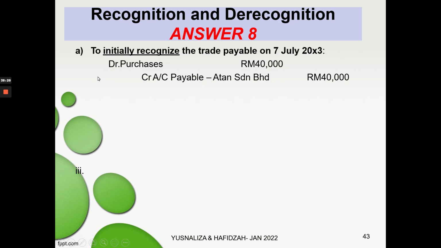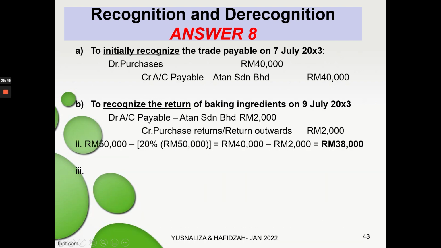So the first one is the initial recognition of the trade payable on 7th of July, the day they received the material, the baking ingredients and the flour. Debit purchase, and nothing was informed about cash payment, so you just credit accounts payable 40,000, Atan Sdn Berhad. When you return the baking ingredient, that was a return outwards: debit accounts payable 2,000, credit purchase return or return outwards 2,000. So with that, the amount outstanding will be 38,000, right?